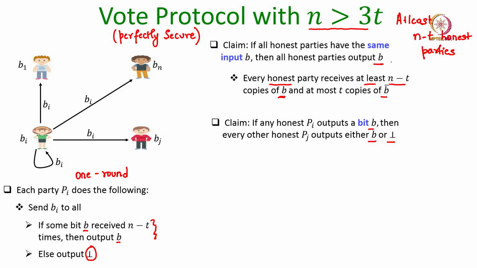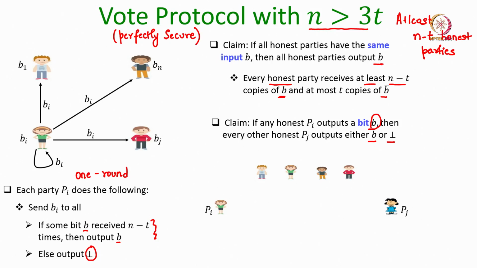The second claim states that it could be possible that even though all the honest parties do not have the same input bit b, still one of the honest parties outputs a bit b, which could be either 0 or 1. If that is the case, then no other honest party will output b prime. The only output for the other parties could be either the bit b or the value bot. We have proved this claim several times in the past, earlier in the context of phase king broadcast protocols and so on. So, the idea behind the proof is as follows.